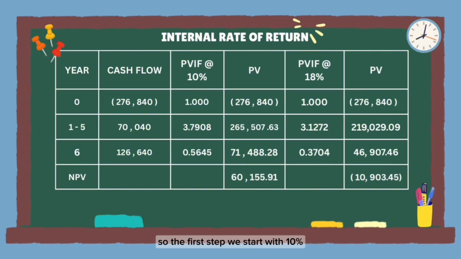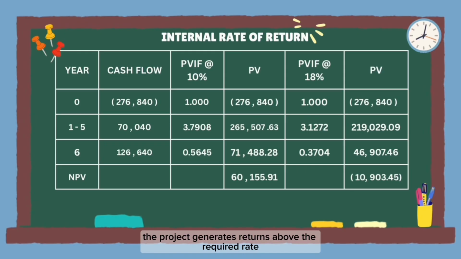So the first step, we start with 10%, which is the company's cost of capital. Initial investment at year 0 is 276,840. Discounting all the future cash flows at 10% will give a positive NPV of 60,155.91. This indicates that at 10%, the project generates returns above the required rate.